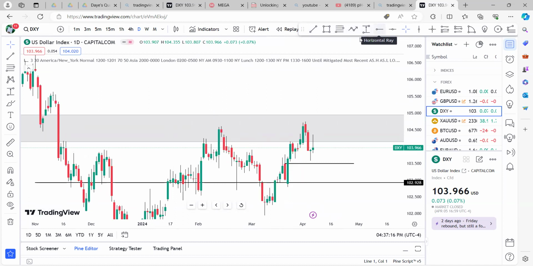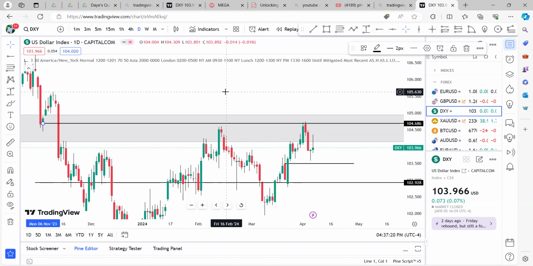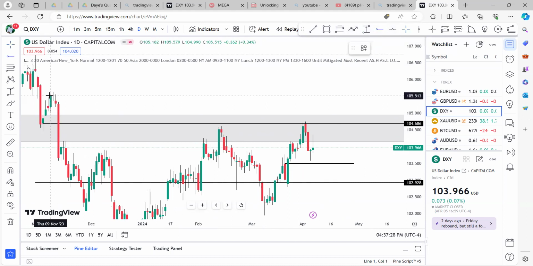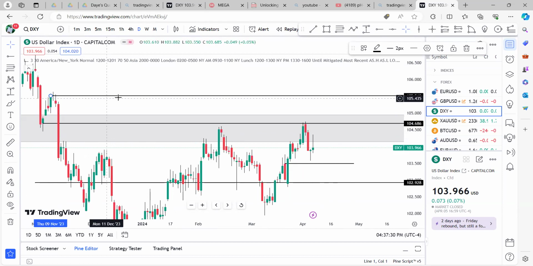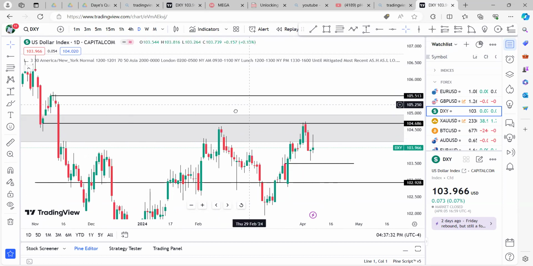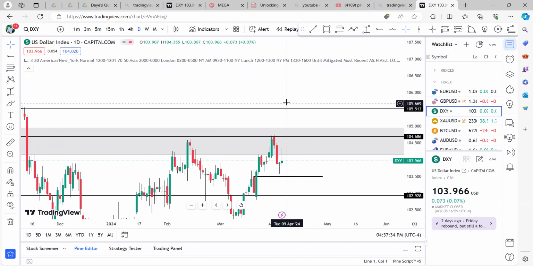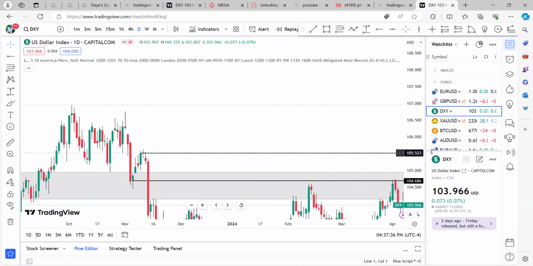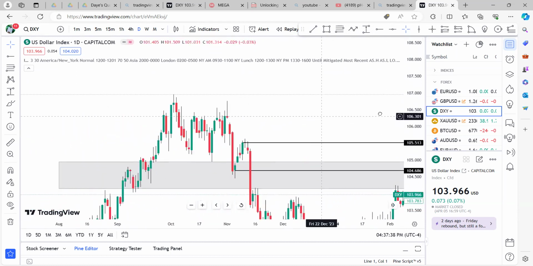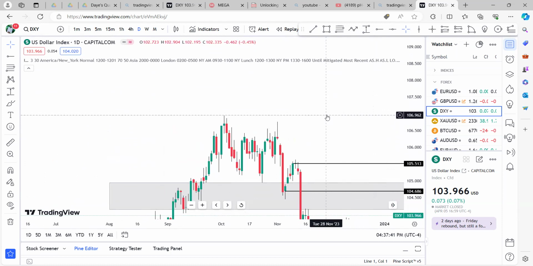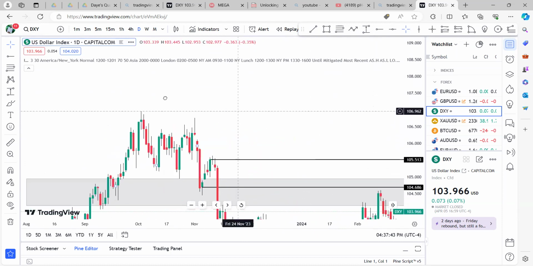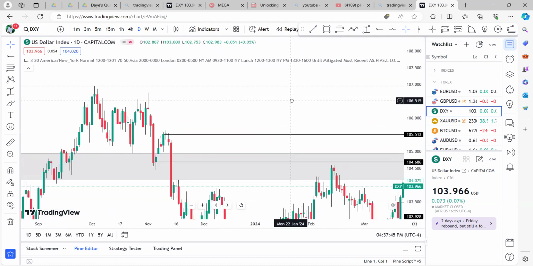Remember, if price is able to close above this bearish order block this week, then our ultimate target on the DXY will be this high. Yes, it will be this high.